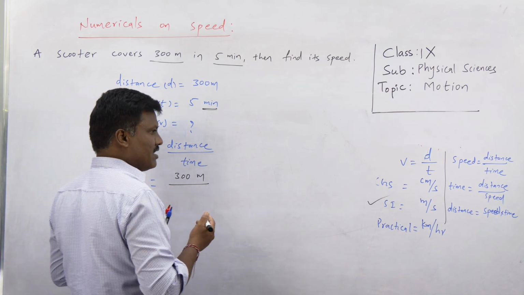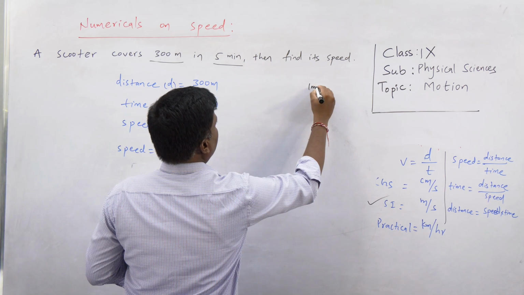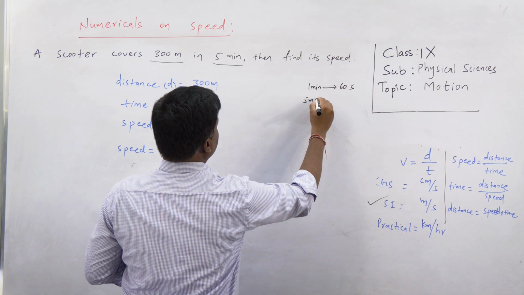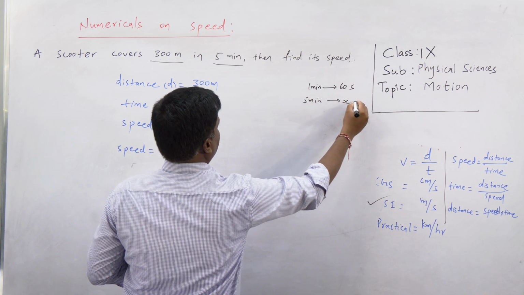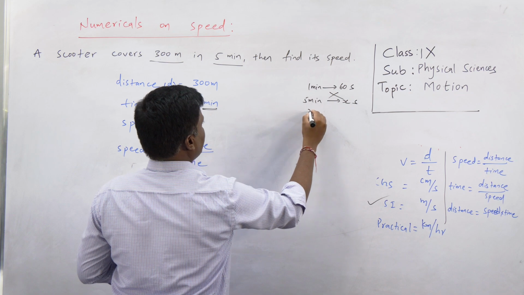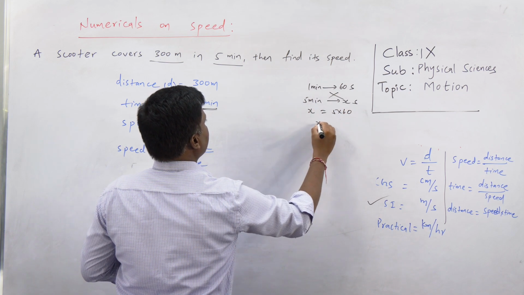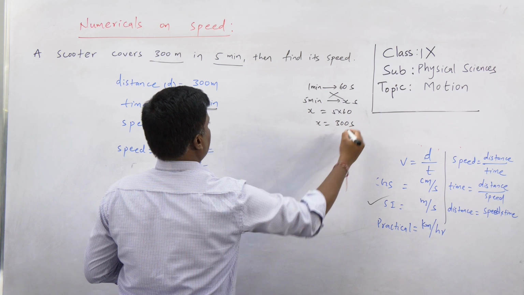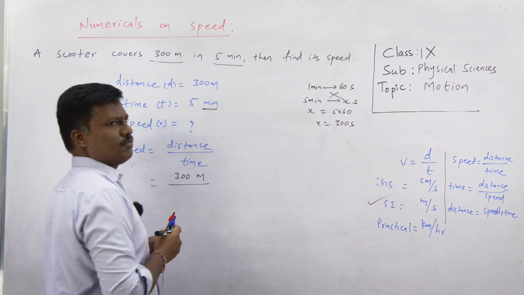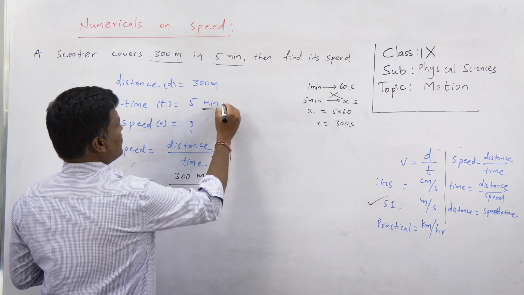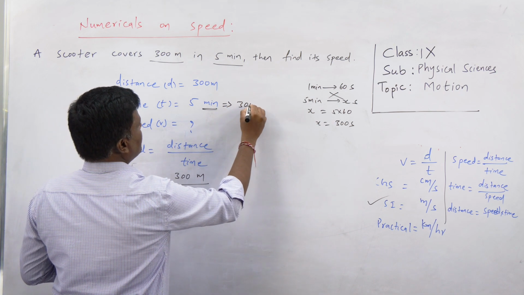So 1 minute is equal to 60 seconds. 1 minute is equal to how many seconds? 60 seconds. Then 5 minutes is equal to how many seconds? X. Cross multiplication: X into 1 is equal to 5 into 60, which is 300 seconds. Of course, you know it's an easy calculation, but we also understand how to do the cross multiplication. So 5 minutes is considered as 300 seconds.